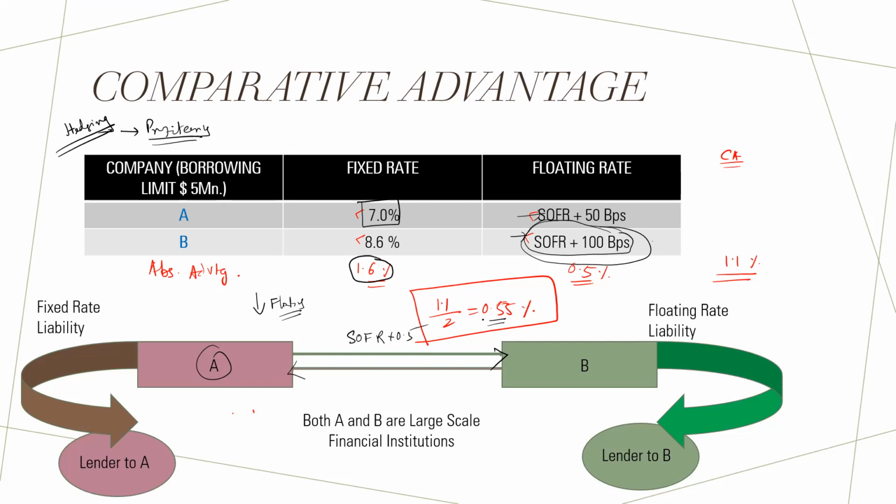But because of this swap transaction, his effective rate will be SOFR plus 0.5 minus 0.55, which actually becomes SOFR minus 0.05. Remember, this SOFR is nothing but a reference rate. It could be LIBOR as well. B would be paying 8.6% minus 0.55%. So B will effectively be paying 8.15%.